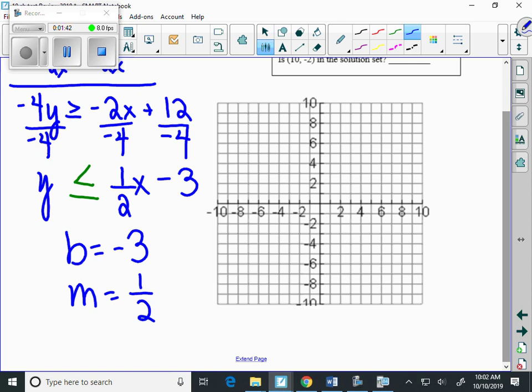B equals negative 3. Graph B first. B comes before M in the alphabet. In fact, we're graphing negative 3 first. And then our slope is 1/2. Rise 1, run 2. Rise 1, run 2. We can also go down 1 and to the left 2, because slope is a constant value. It's the same throughout the line. And the nice part on this one is that it's going to be a solid line because there's an equals in this problem.